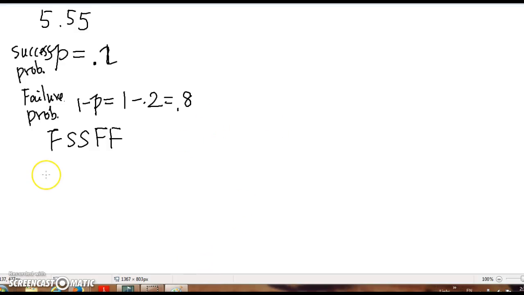So what does this mean? That means the first person we select is a failure, which means this person does not live alone. S is success. That means this person lives alone by the definition given in the problem. And the third person does live alone. The fourth person does not live alone, and the fifth person does not live alone.